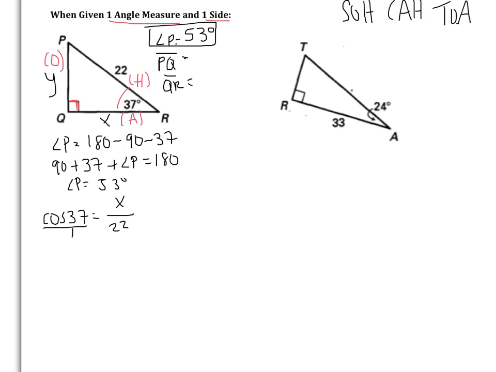If I put this over 1 and I do my cross products, I get X equals 22 multiplied by the cosine of 37. In this case, I get X to be 17.57. Okay, X on my triangle is QR. So QR is going to be 17.57.